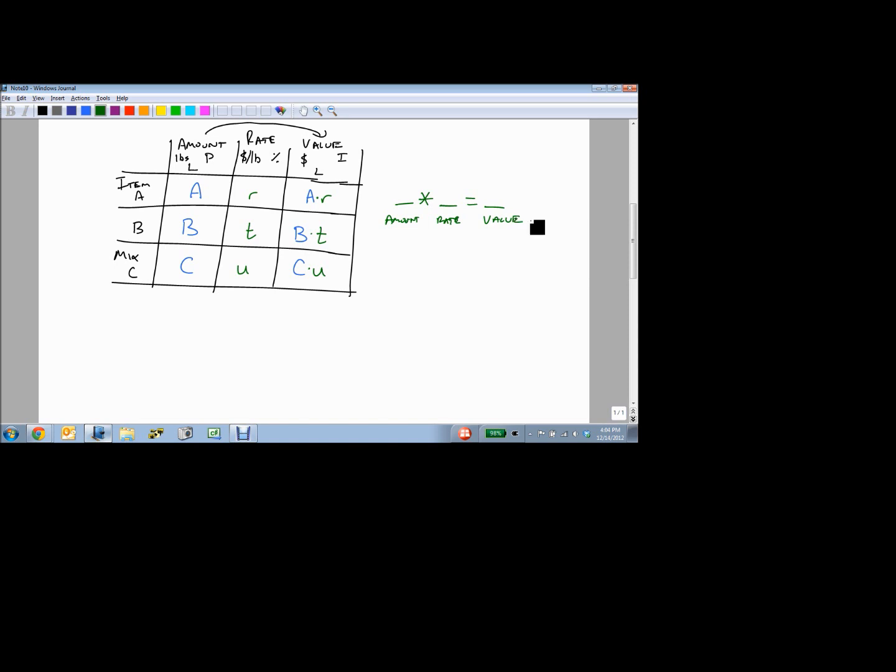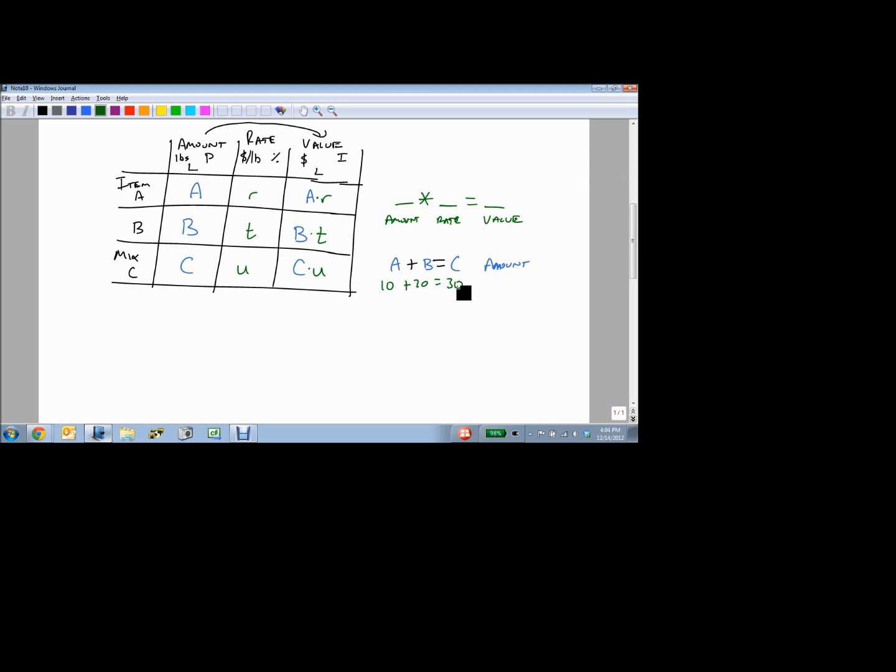Along with this, we want to recognize that the amounts and the values have to add up. So A plus B will always equal C, and this means that our amounts add. So if we want to mix 10 pounds of M&Ms with 20 pounds of peanuts to create a very simple trail mix, 10 pounds plus 20 pounds equals 30 pounds, and we'll have a mixture of 30 pounds.